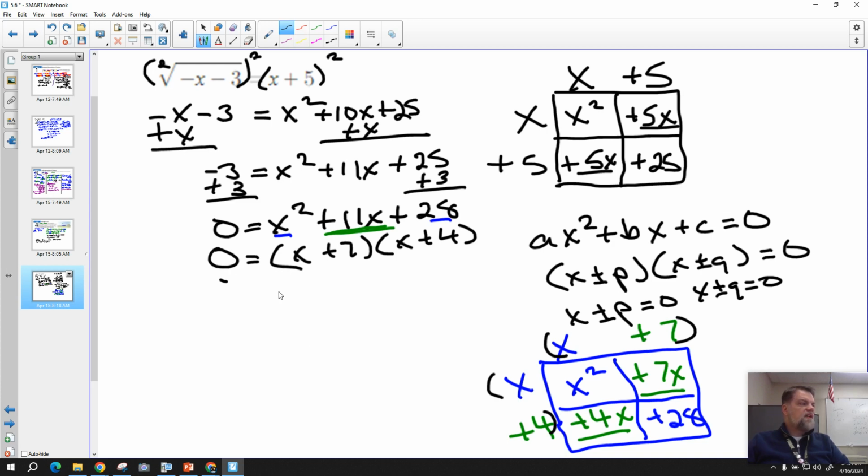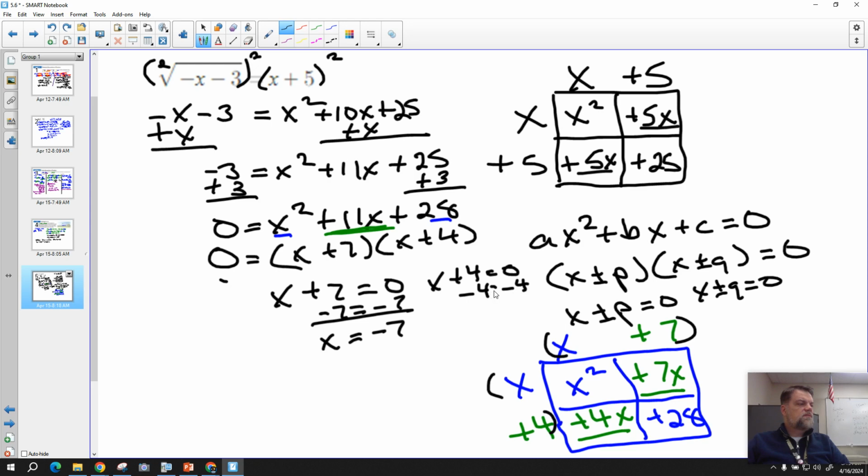So now the next step is I'm going to set both these factors equal to 0. x plus 7 equals 0 and x plus 4 equals 0. Subtract 7 from both sides, I get x equals negative 7. And then if I subtract 4 from both sides over here, I get x equals negative 4. Those are my two answers. This and this.